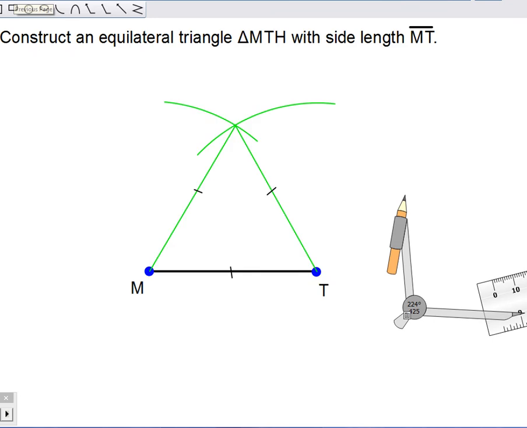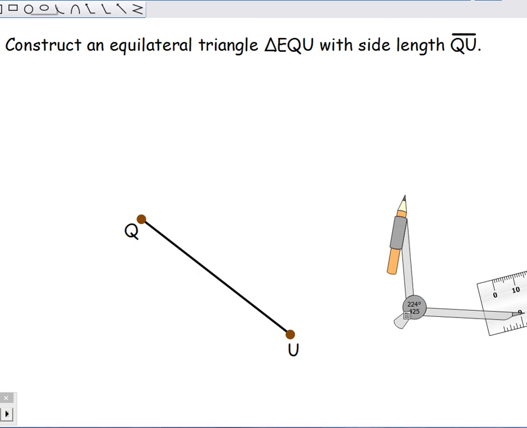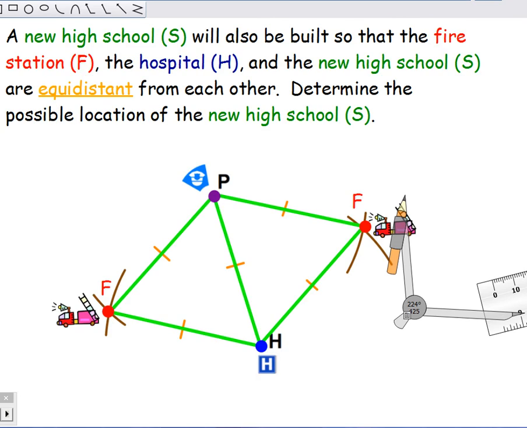Oh, did I label it? I was supposed to label it. Okay, MTH. All right, great. So I want you to practice some of these. So we take the side length, we measure it, make an arc, move over here, make an arc. That's your third point, and you can make your equilateral triangle.